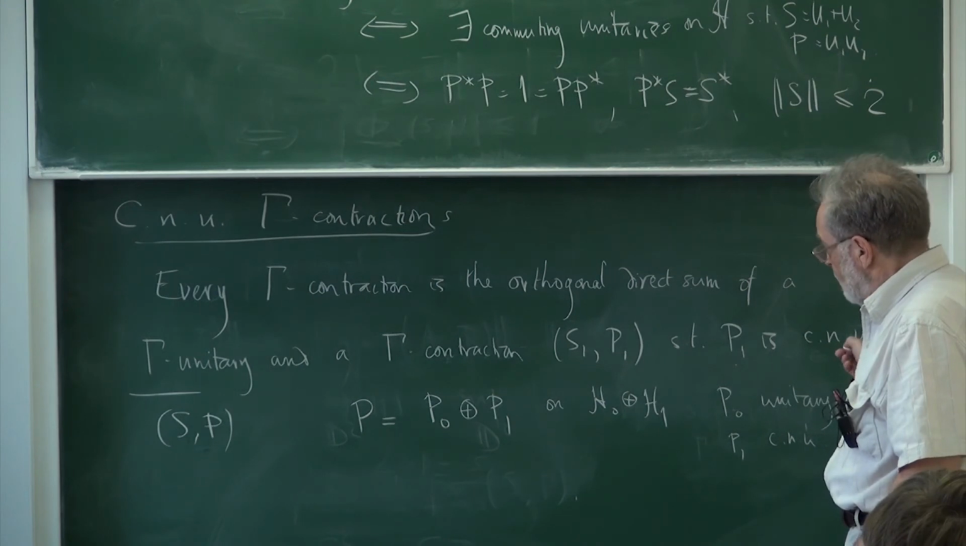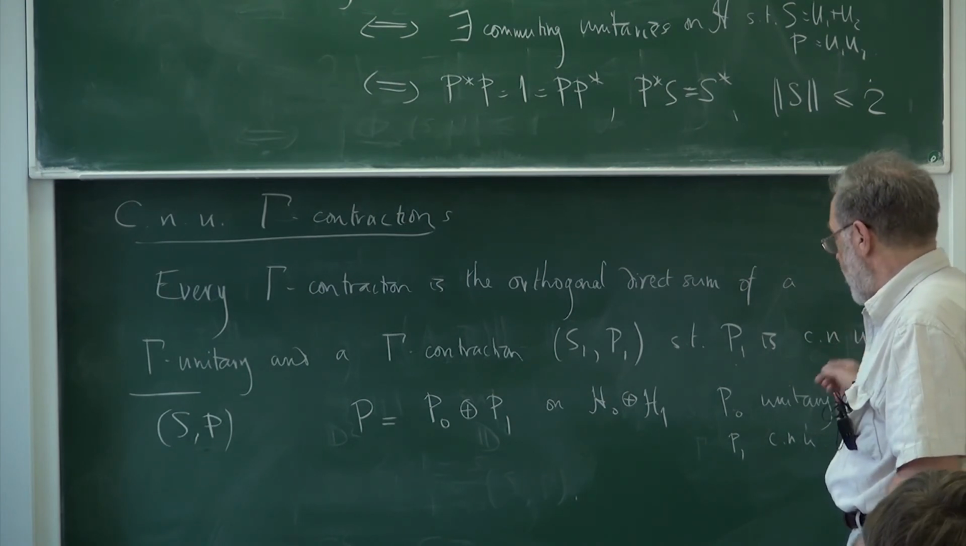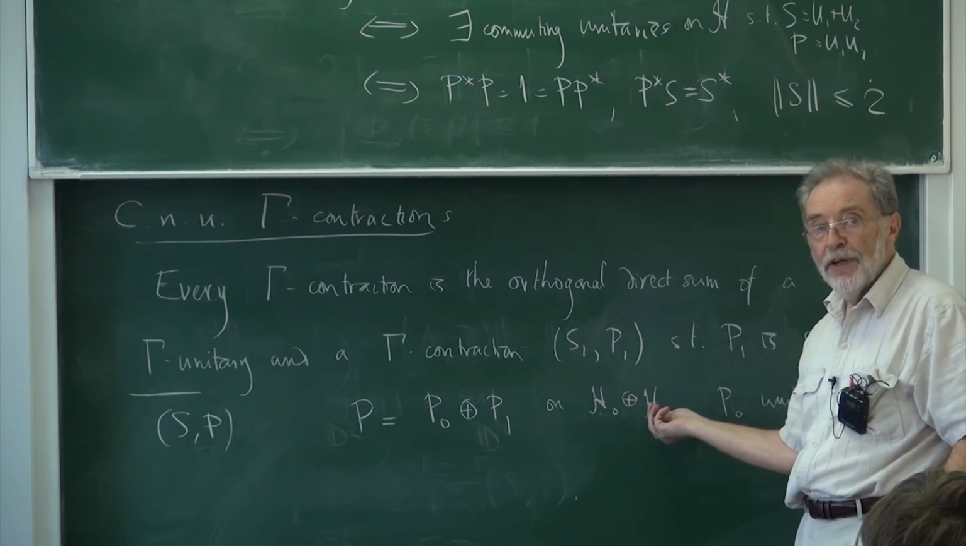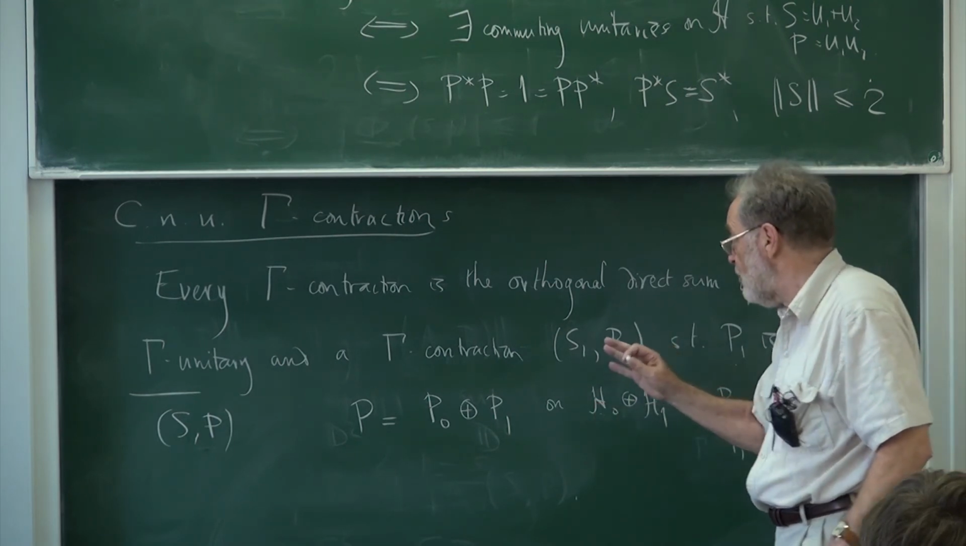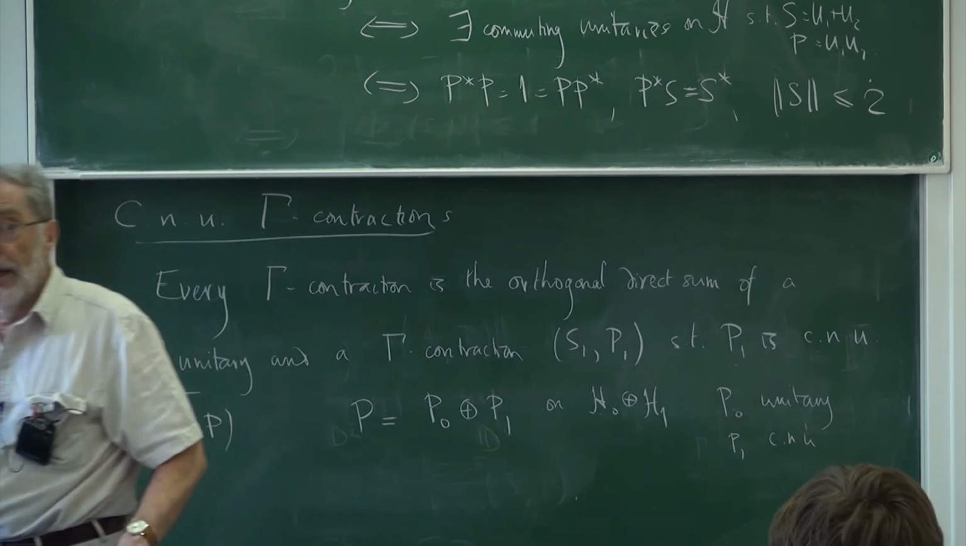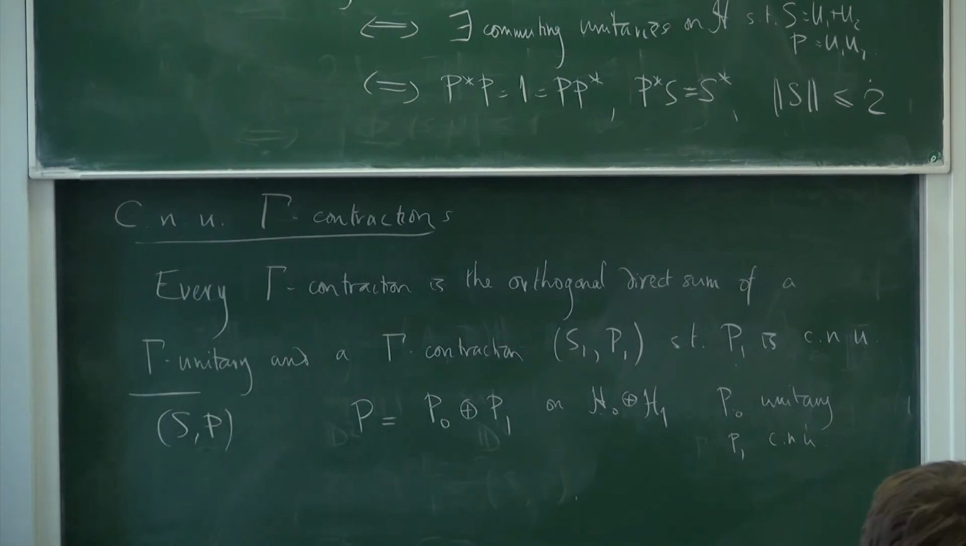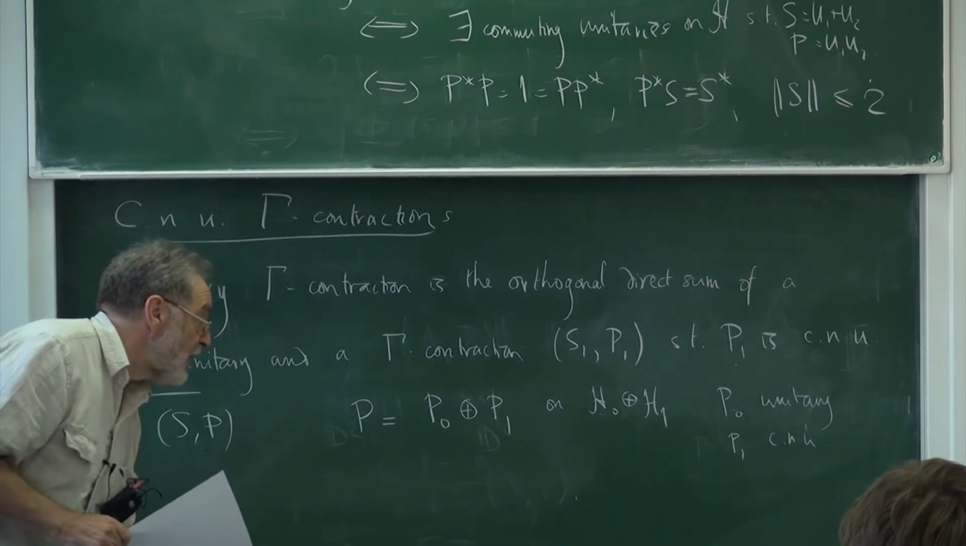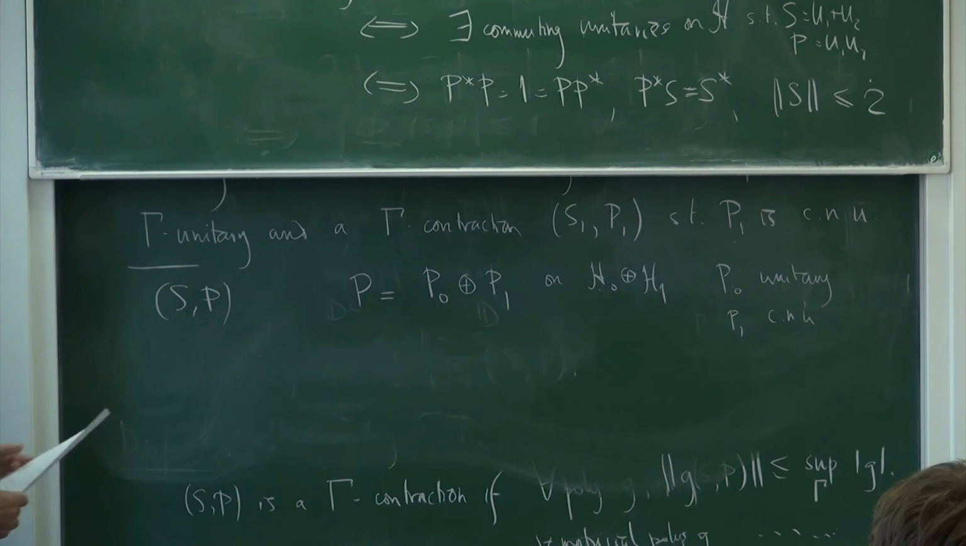Now, what is not immediately obvious, but is nevertheless true, is that these reducing subspaces H0 and H1 for P also reduce S. And therefore, when you restrict S and P to these two reducing subspaces, H0 and H1, you do indeed get a gamma unitary and a gamma contraction in which P1 is completely non-unitary. So that's a small calculation that shows that. So it's not completely trivial.